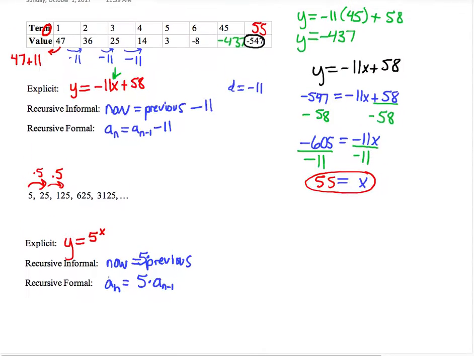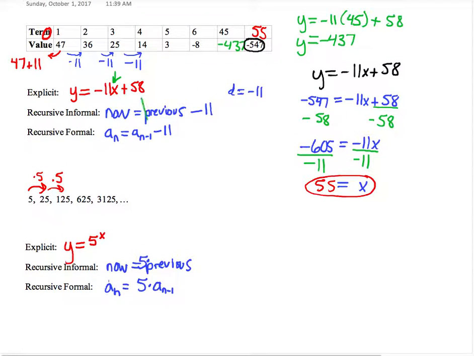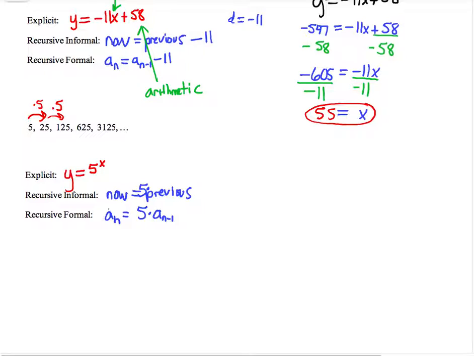Remember yesterday we introduced the idea for this one. This kind of sequence up here, this one where you're adding or subtracting, is called arithmetic. We still haven't given this kind of multiplying sequence a name yet, so we'll do that in another video, hopefully next time. But anyway, that's the explicit formula.